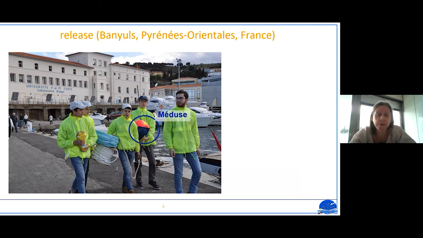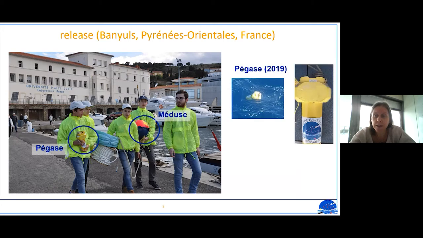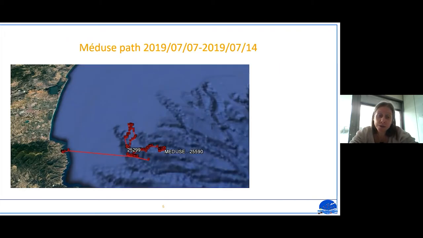And with Medus, we gave them Pegas, a little buoy meant for diversity of goals. So they can have some more data when following, because to be honest, buoys built by high schools tend to be fragile. So to have something lasting longer, we are giving them another buoy. Medus sadly only lasted about 7 days and was lost. We don't really know why.